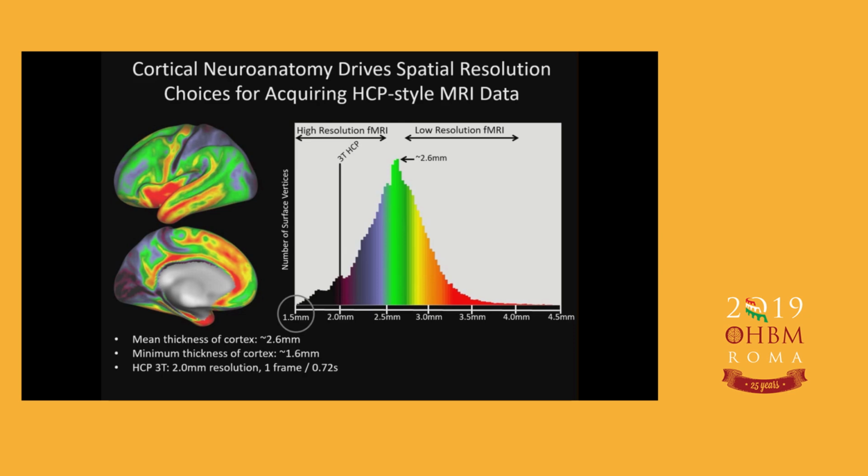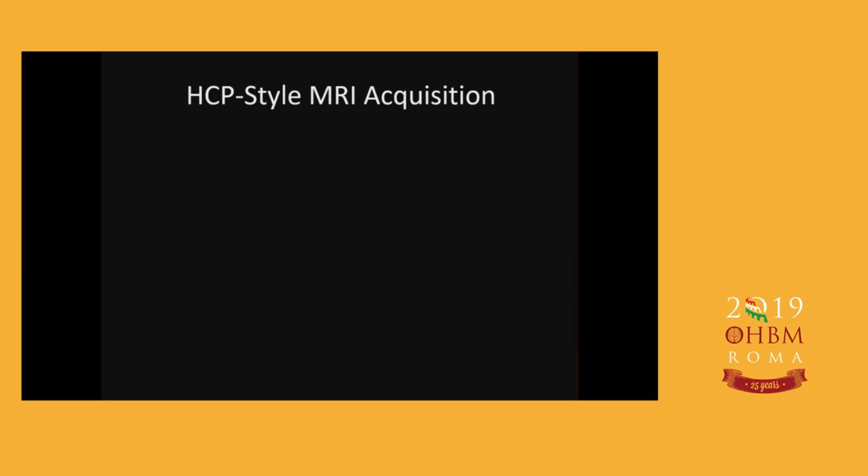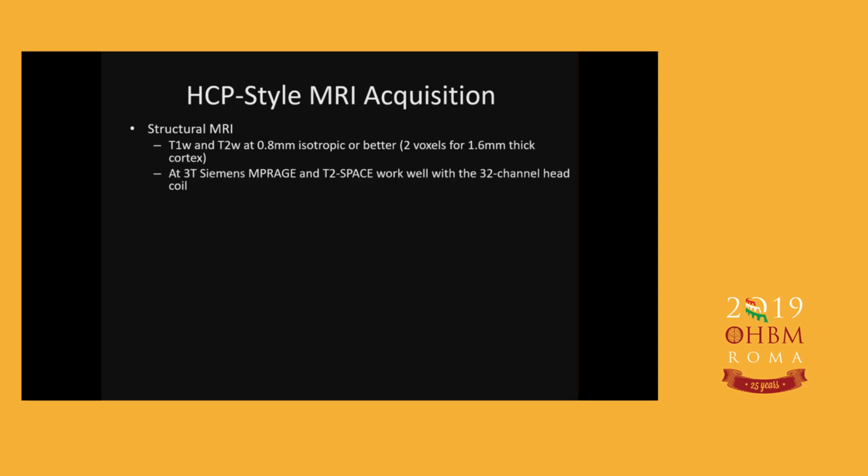So the HCP at 3T acquired data at 2 millimeters in less than a second, and at 7T we went all the way down to that minimum cortical thickness of 1.6 millimeters in 1 second. So for structural MRI for an HCP-style acquisition, T1 and T2 at 0.8 millimeter isotropic, and that's important because that gives us at least 2 voxels for even the thinnest cortex, the 1.6 millimeter cortex. The MPRAGE and T2 SPACE work well with this.